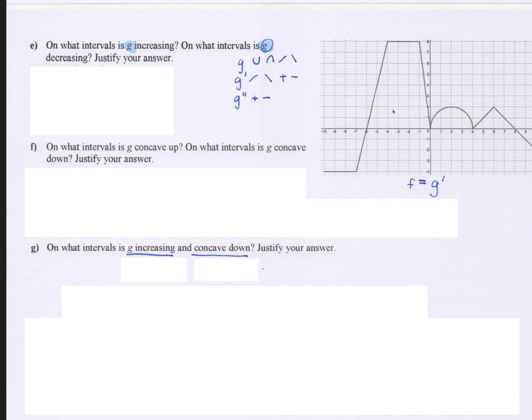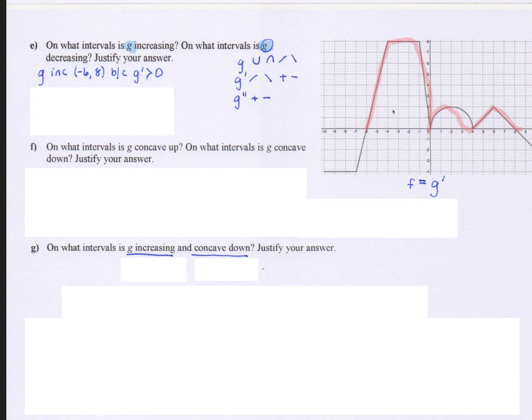And I established on the front side of this page that this is the graph of g prime. So I'm looking for intervals where this graph of g prime is positive, and that's occurring on all of those red pieces. So g is increasing on -6 to 8 because g prime is positive.